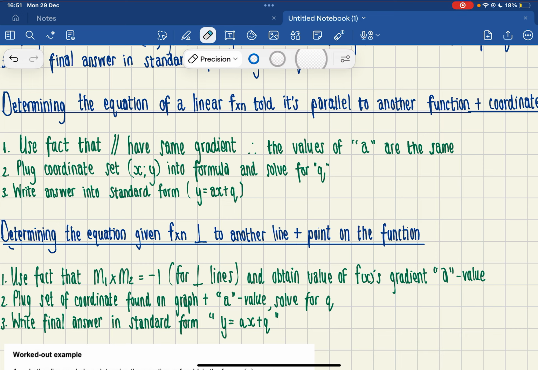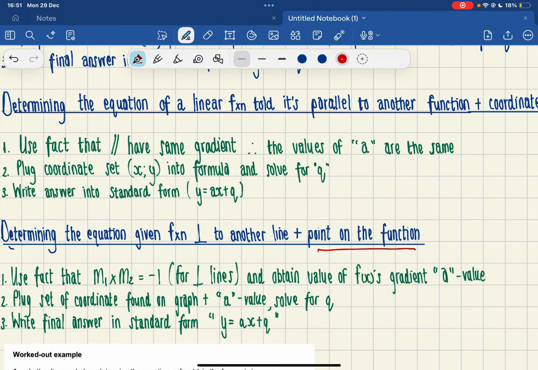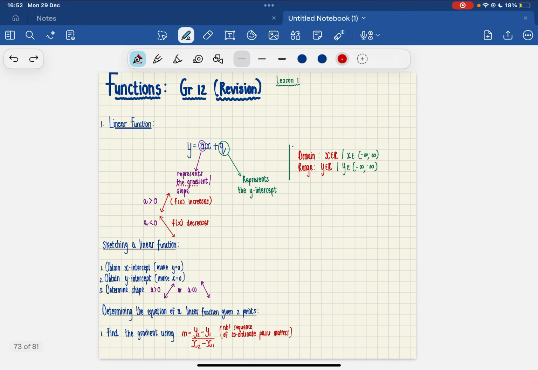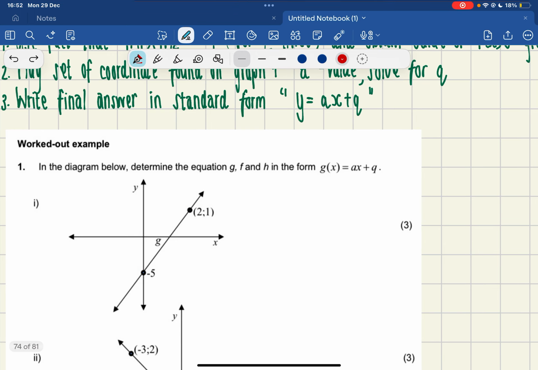Fine. That being said, we would then use the point that lies on the function, and that point must have an x and y value. We'd plug it in, boys and girls, to our y is equal to ax plus q formula, and we'd solve for q and put it into standard form. Now that's what you need to know for your straight line functions. We're going to do a few examples, and then from there on, we'll proceed to the quadratic function.